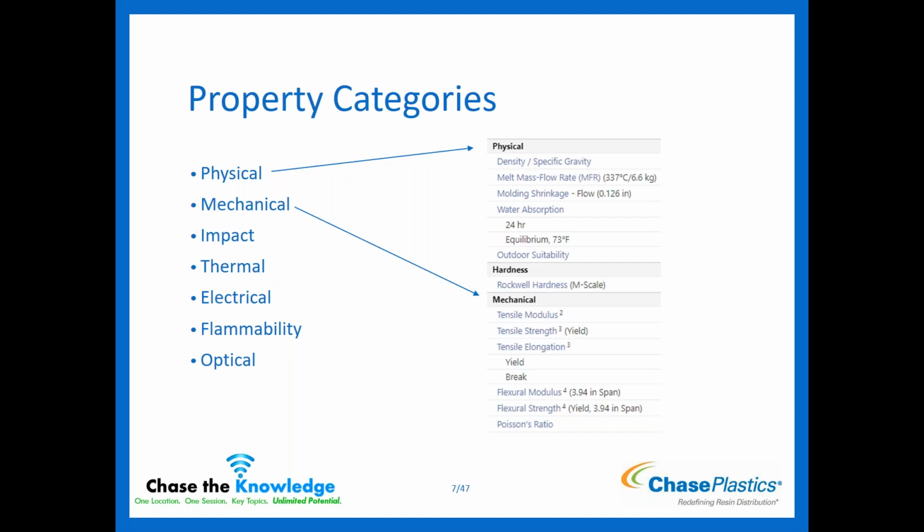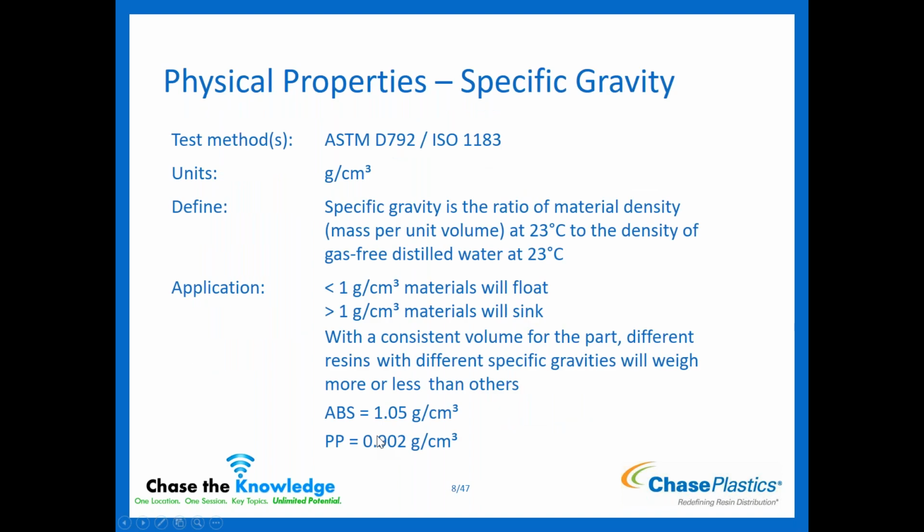So now we'll get into the property category section. If you do happen to have the ULTEM datasheet open, you'll see that there are different headers, physical, mechanical, and they go down the row like that. So these are how we group our different properties, the main ones being physical, mechanical, impact, thermal, electrical, flammability, and optical. And if you're looking again at the ULTEM one, they touch on pretty much all of those on their data sheet. And then now we'll start getting into some of the tests and the specific properties you're going to see under each of the categories.